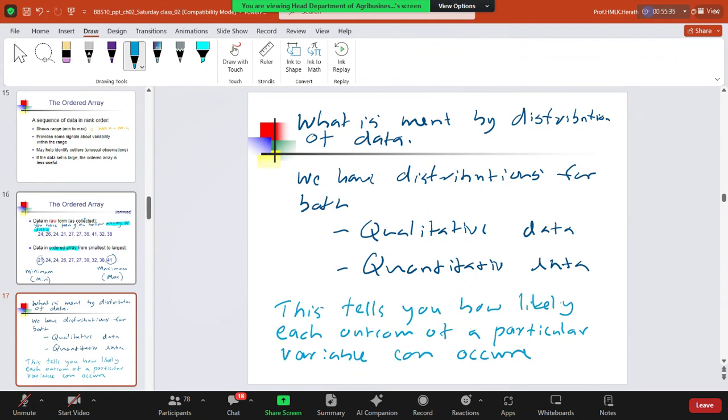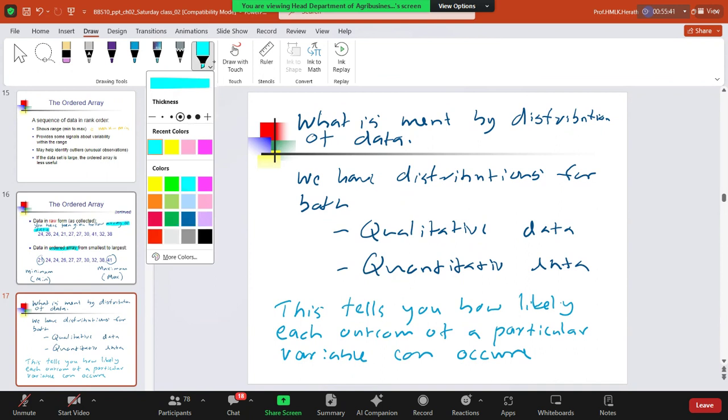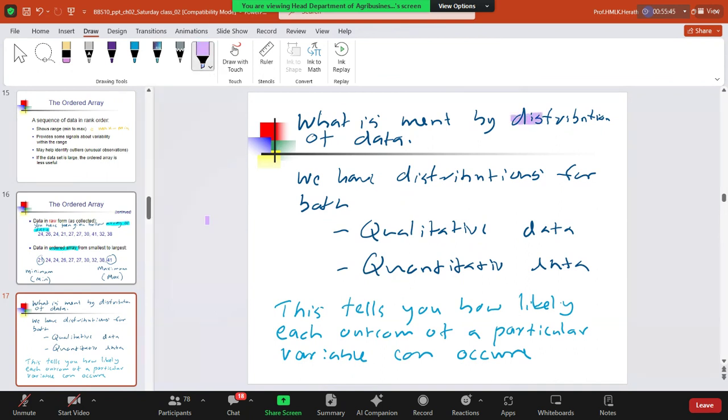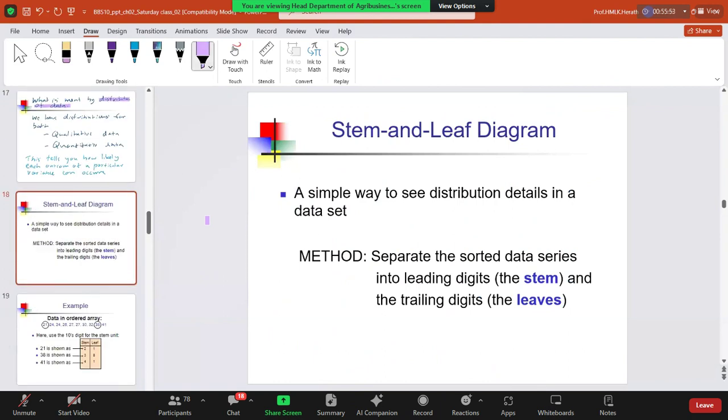Later we will talk more about distribution. And the stem and leaf diagram helps us to see the distribution details.